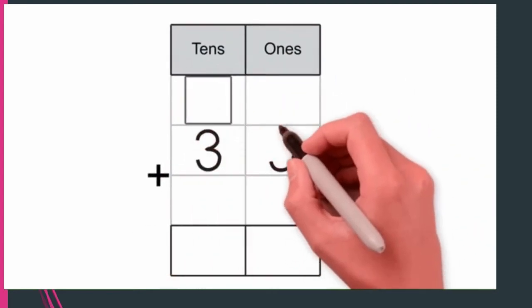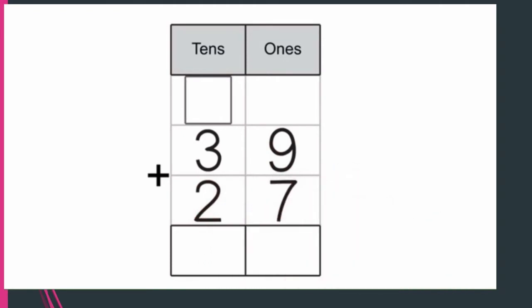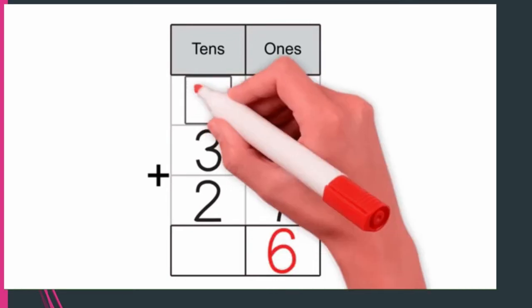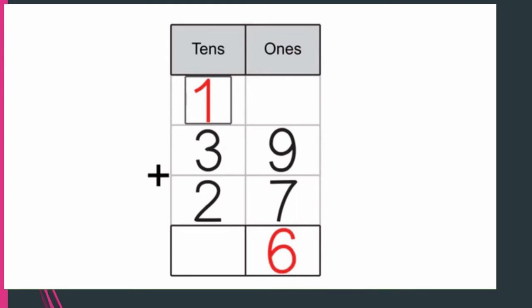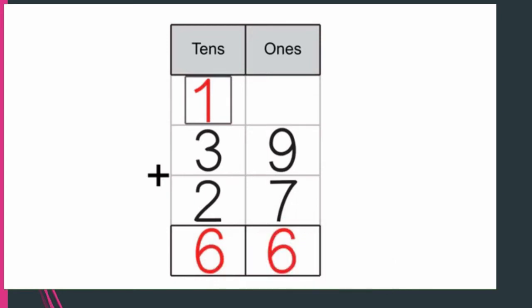39 plus 27. 9 plus 7 equals 16. 16 is made out of 6 ones and 1 ten. 6 goes to the ones place, 1 goes to the tens place. Then we add the tens. 1 plus 3 plus 2 equals 6. 39 plus 27 equals 66.